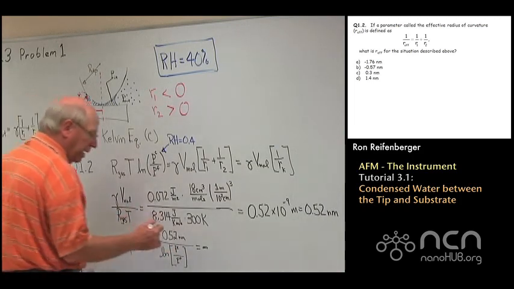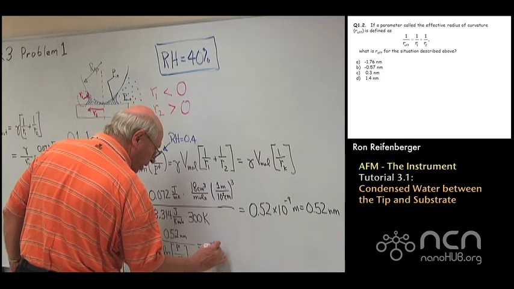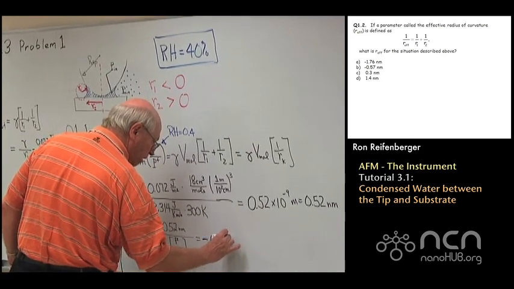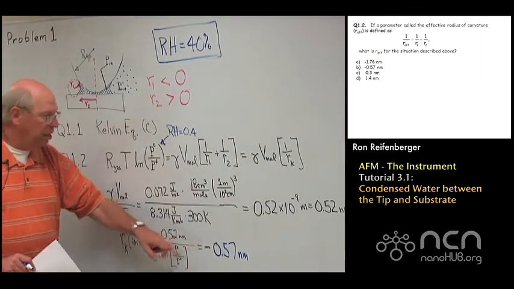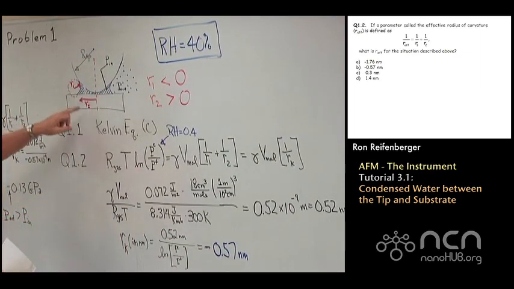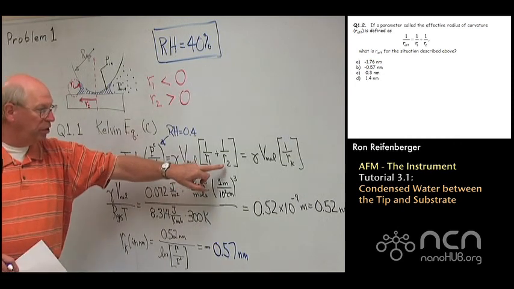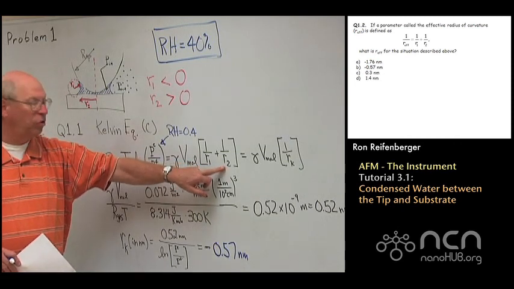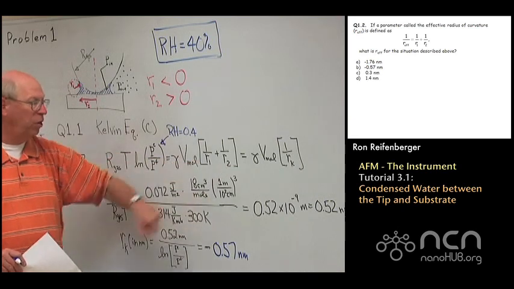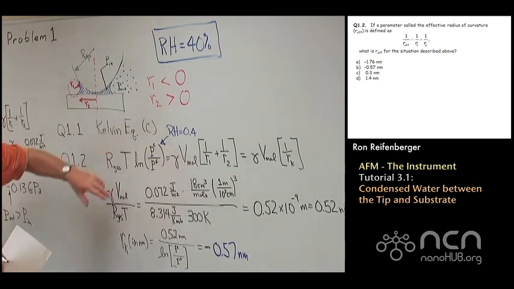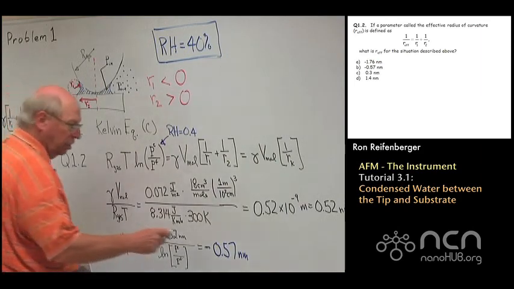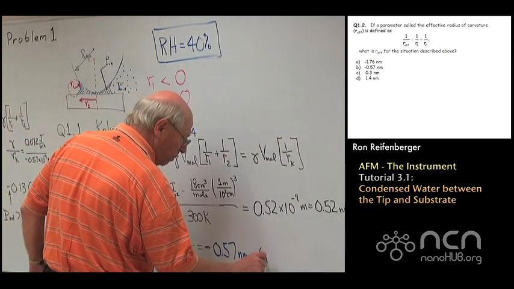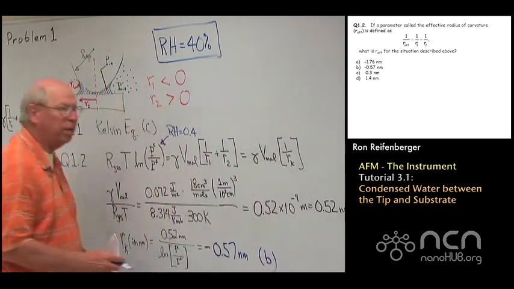When I evaluate that, I get a number that's like minus 0.57 nanometers, right? So the minus sign just means that the 1 over R1 term here is going to dominate over the 1 over R2 term. That just simply means R1 is much smaller than R2. Since R1 is a negative number, that's how you interpret that negative sign. And I think the correct answer in the list of answers given in the problem is B.